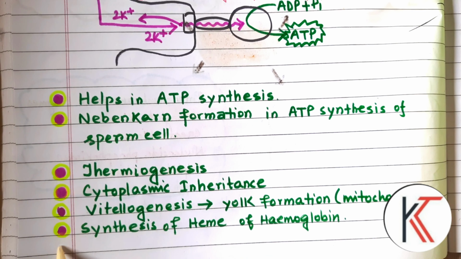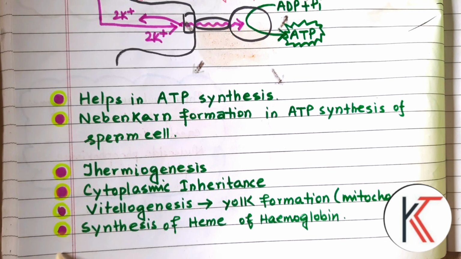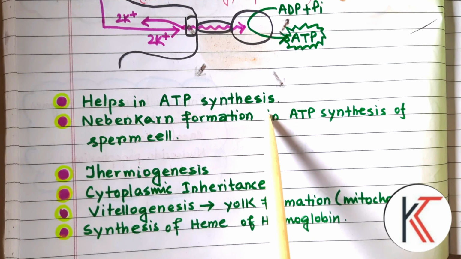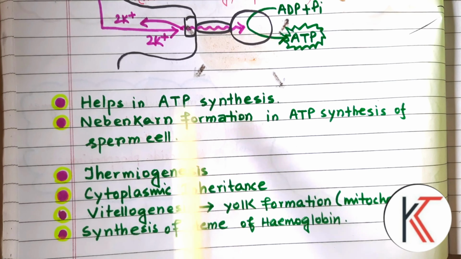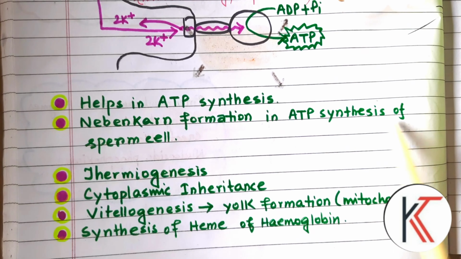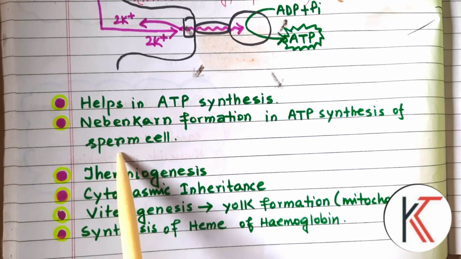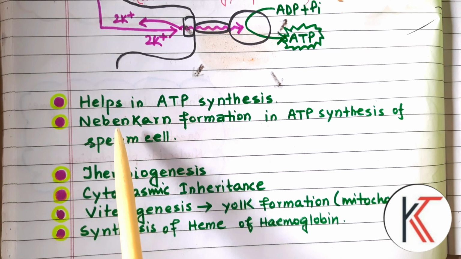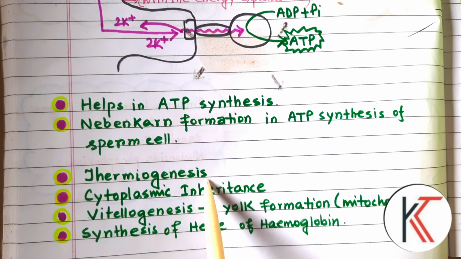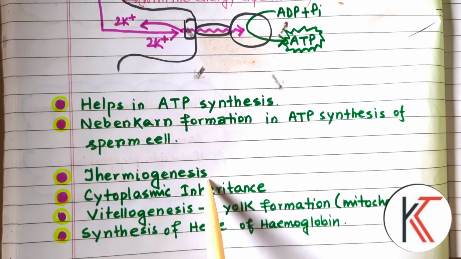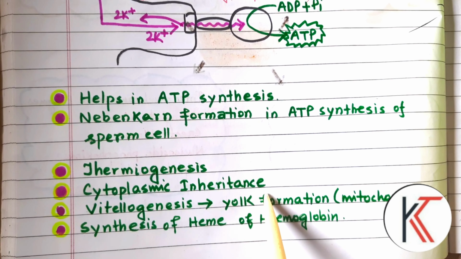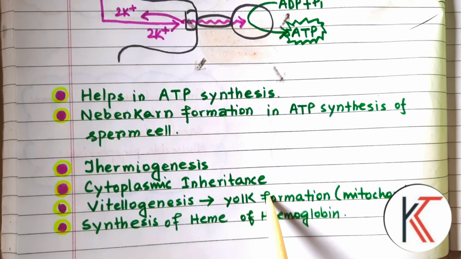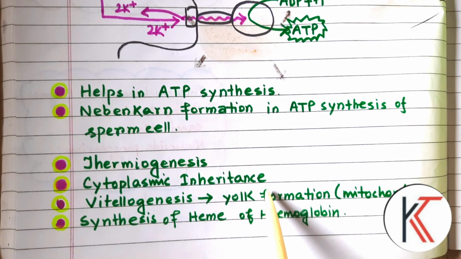Here I have written the generalized functions of the mitochondria pointwise. See guys, it helps in ATP synthesis. Obviously it is the powerhouse of the cell, so the basic function is to produce ATP. Nebenkern formation in the ATP synthesis of the sperm cell: when a sperm cell forms in the human male body, the mitochondria are transferred to form the Nebenkern. Thermogenesis, to regulate the temperature inside the body. Cytoplasmic inheritance from the mother to the offspring, maintaining heredity.